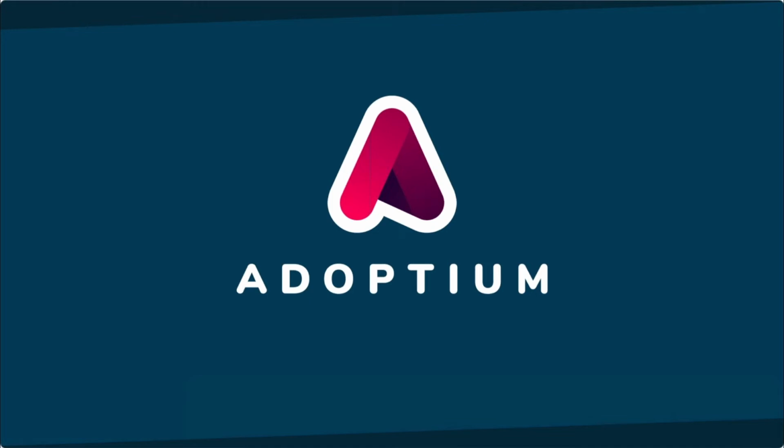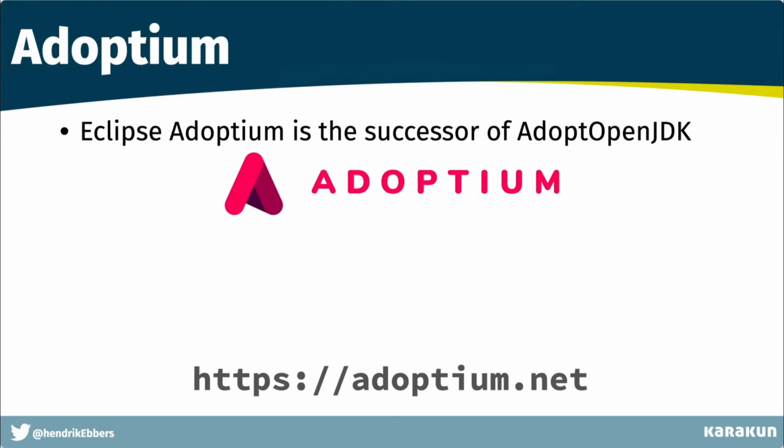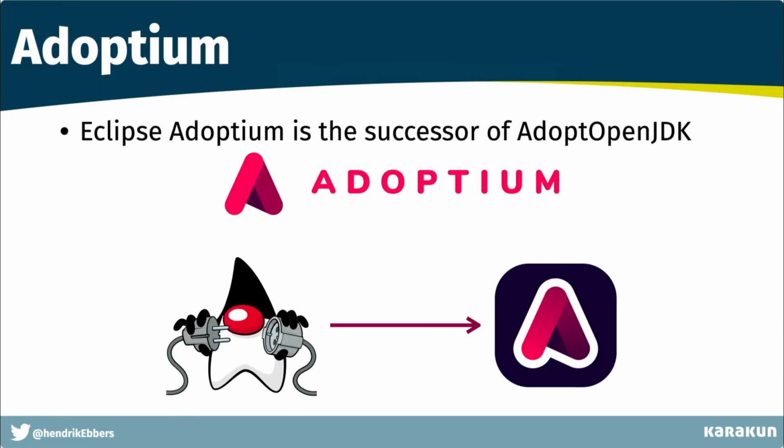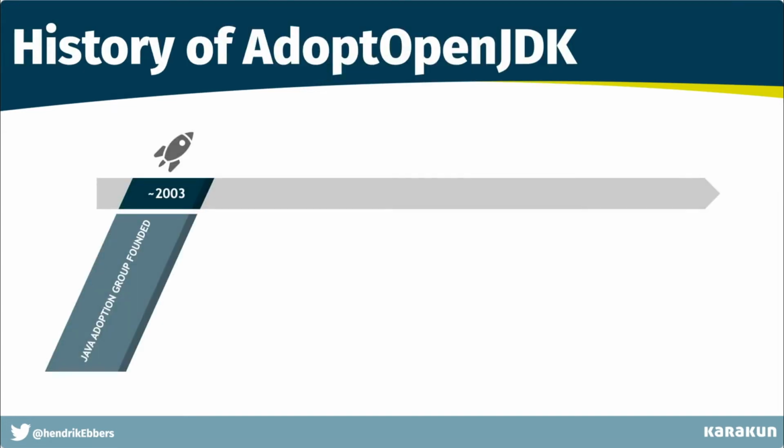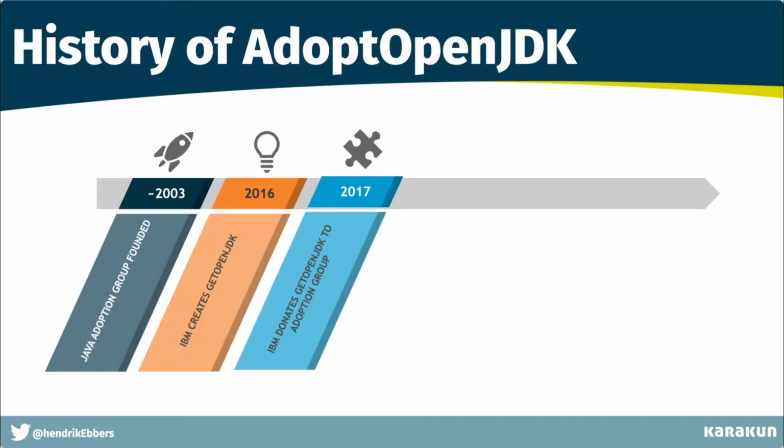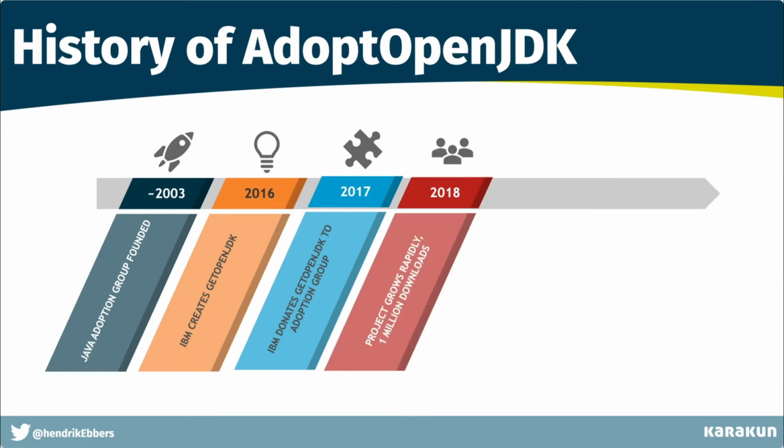If you have never heard about Adoptium, Adoptium is the successor of AdoptOpenJDK. So what was AdoptOpenJDK in the past is now Adoptium. The AdoptOpenJDK project, let me skip some things in the history, started in 2017 as a quite small project with the goal to provide vendor-neutral Java binaries and provide open builds of the OpenJDK.